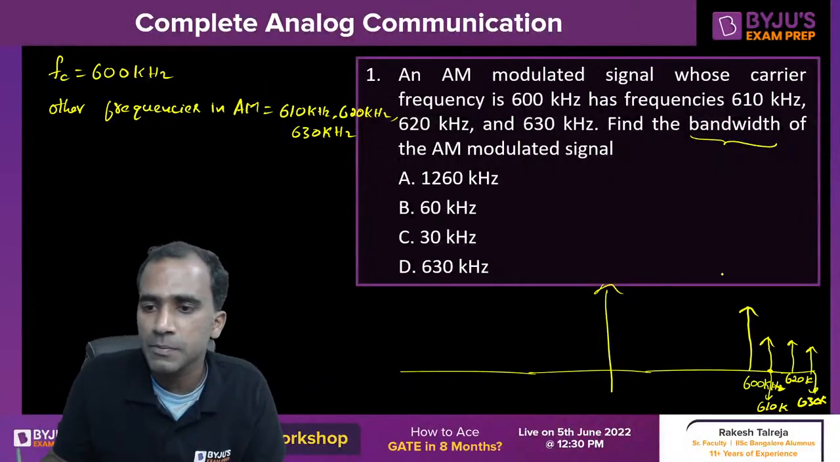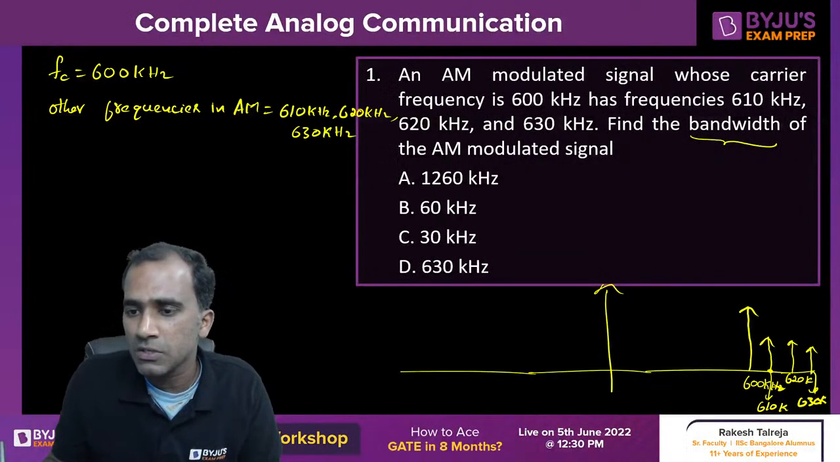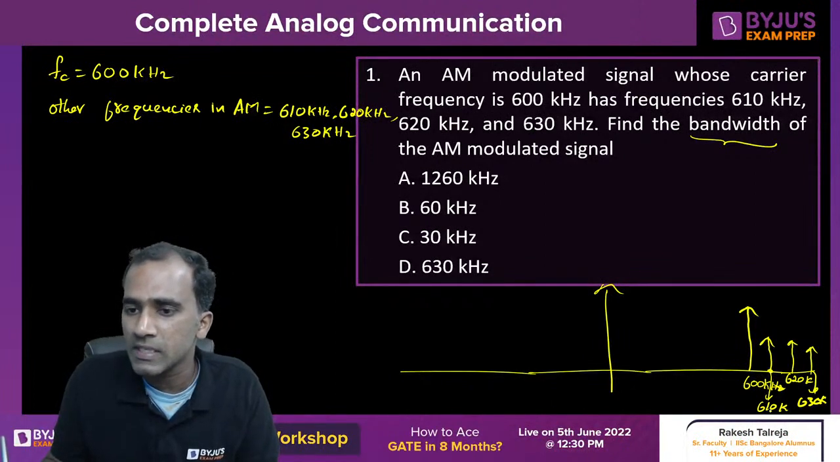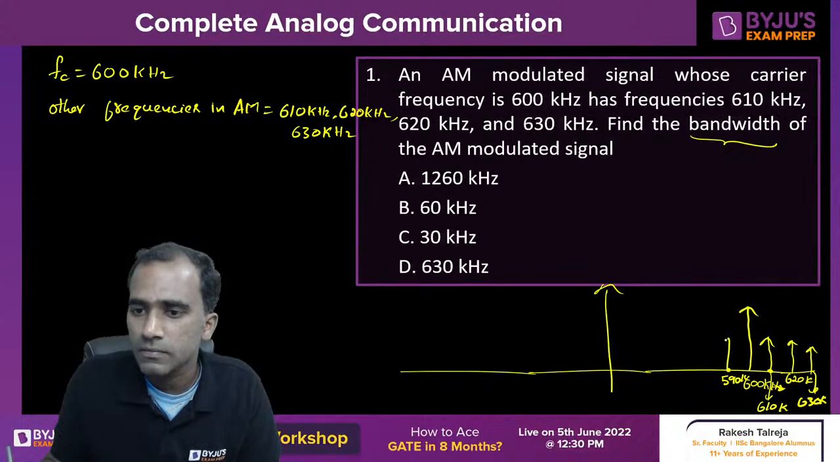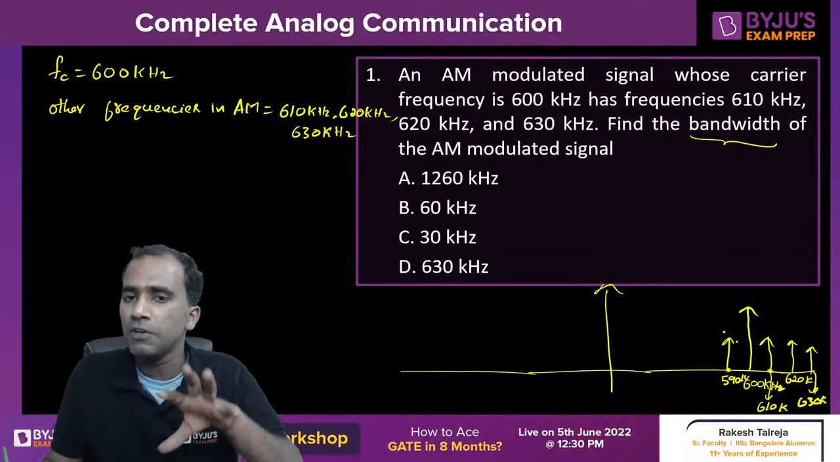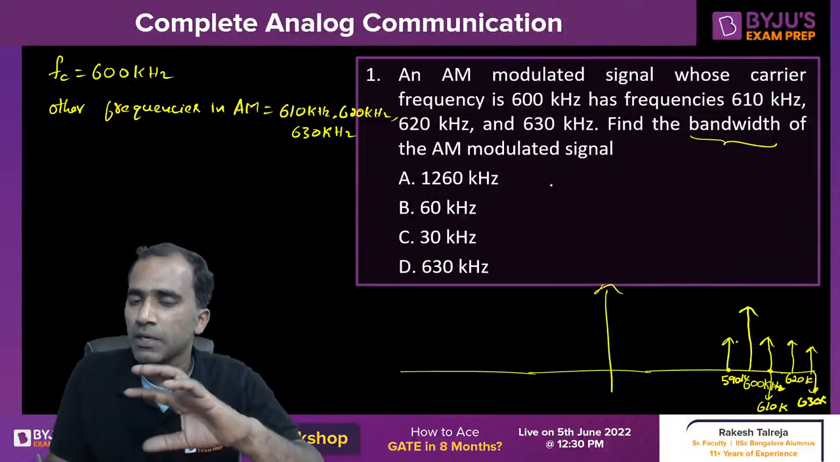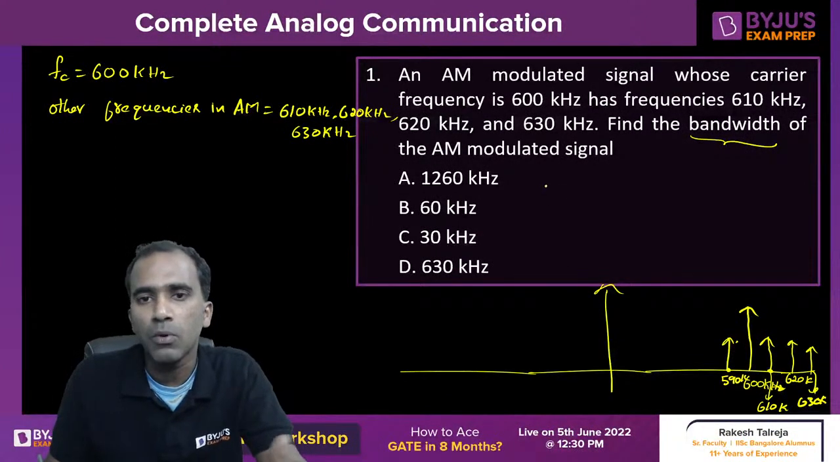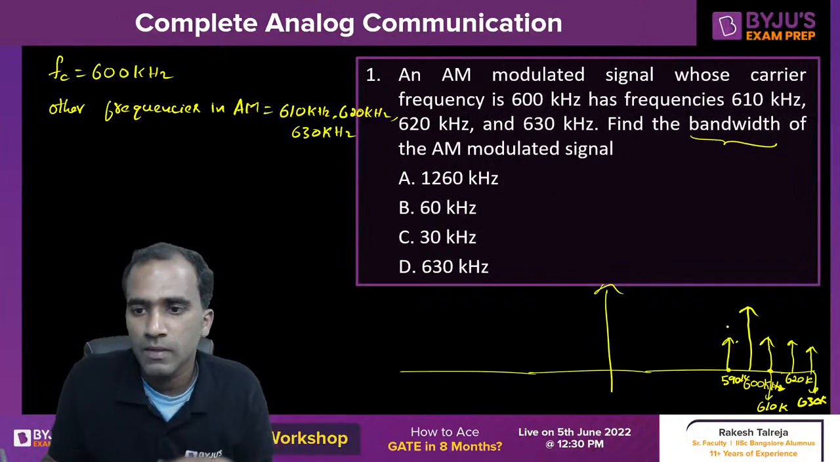If it is symmetric with respect to fc, whatever frequencies you are seeing on the right side of the carrier frequency, the same frequencies you should be seeing on the left side of fc. So if there is a frequency at 610 kilohertz, what is the symmetric frequency with respect to 600? There should be a frequency at 590 kilohertz. I'm not trying to only figure out the answer for this question. I'm trying to do the total analysis, which might help you to answer a little bit more difficult questions also.